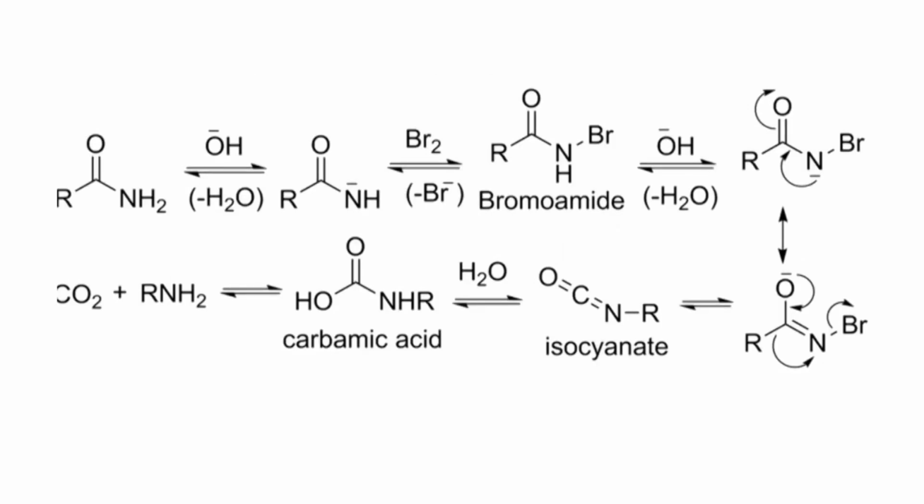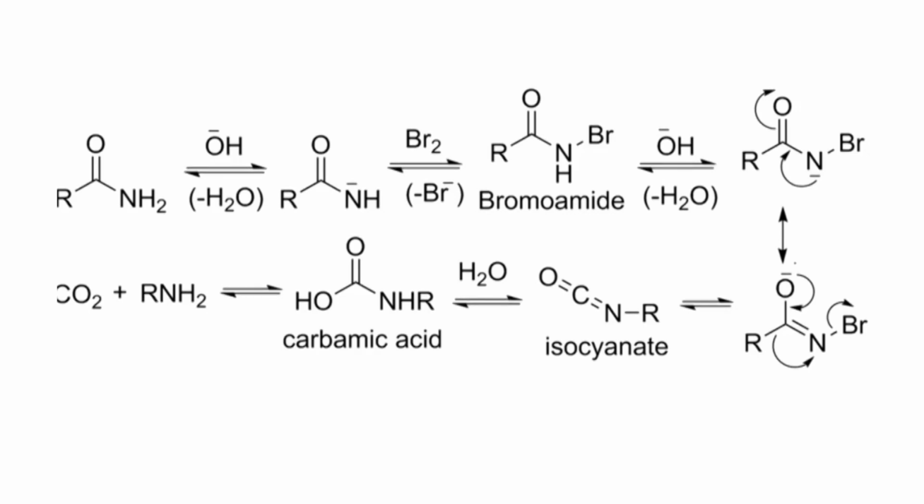So in the presence of a base, this RC double bond O NH2 forms RCONH minus, which is a nucleophile and can react with bromine, with the loss of bromide, to give you what is known as a bromamide. And the bromamide can again undergo deprotonation to give you N minus. And here is where a very interesting reaction happens. So this N minus can donate its electrons here and open up the carbonyl compound to produce this kind of an intermediate. And now comes the migration step.